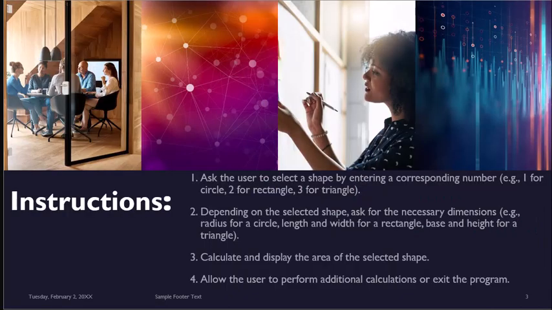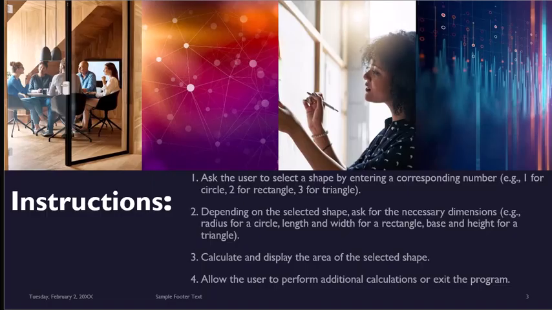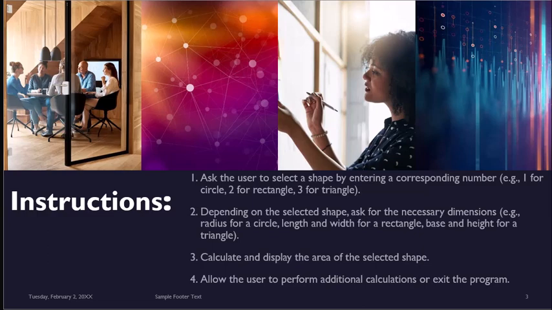Instructions. Ask the user to select a shape by entering a corresponding number, e.g., 1 for circle, 2 for rectangle, 3 for triangle. Depending on the selected shape, ask for the necessary dimensions, e.g., radius for a circle, length and width for a rectangle, base and height for a triangle. Calculate and display the area of the selected shape. Allow the user to perform additional calculations or exit the program.